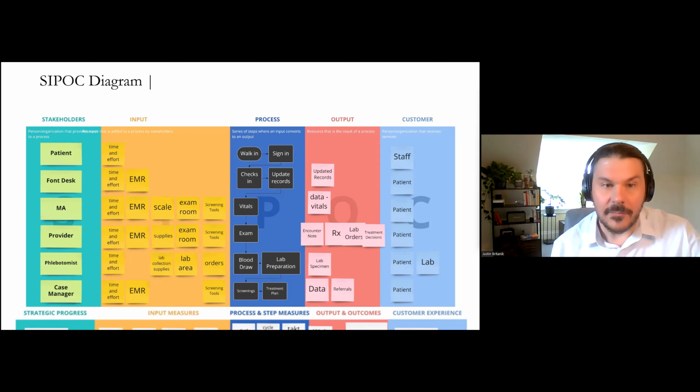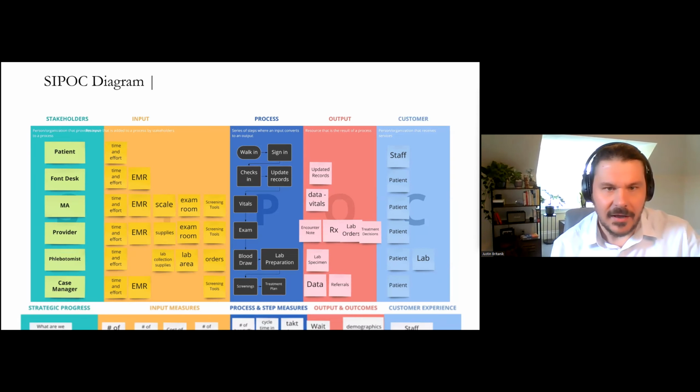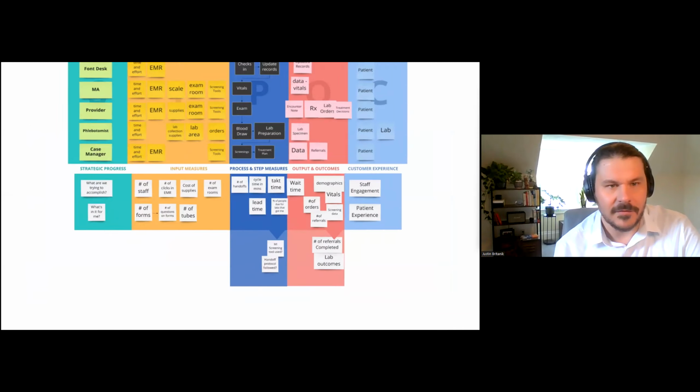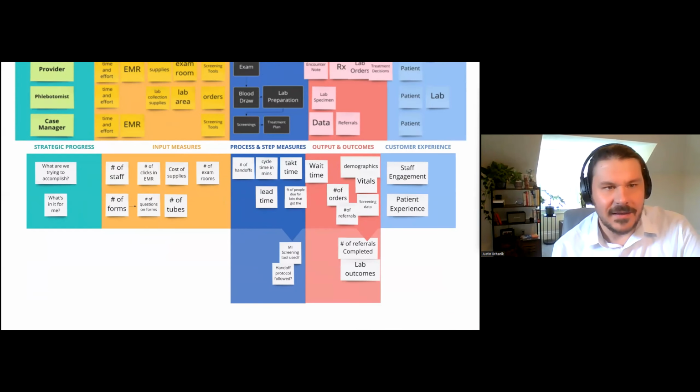All right, so once we have our SIPOC, the thing that I really like to do, and this isn't traditionally always done in a SIPOC, but I find this super, super helpful for improvement, is start thinking about how we're going to measure all these pieces. The strategic progress, so, what are we trying to accomplish? The what's in it for me? How can I get all these people motivated?